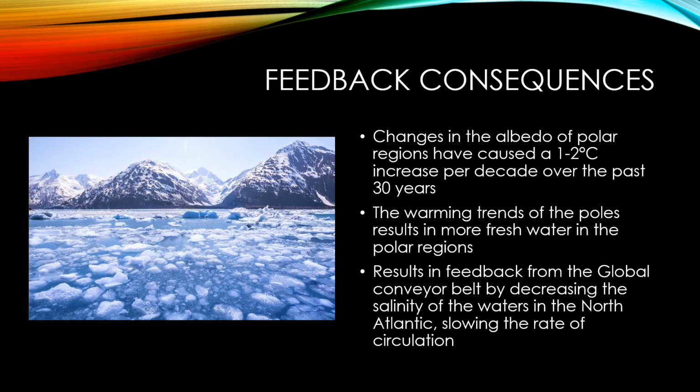Changes in the albedo of polar regions from snow or ice melts that reveal bare ground and increase the solar radiation absorbed have caused a 1 to 2 degree centigrade increase per decade over the past 30 years. The warming trends of the poles diminish the amount of freshwater captured in the Arctic sea ice and has added to the volume of freshwater from rivers that flow into the Arctic Ocean. These processes result in feedback from the global conveyor belt by decreasing the salinity and therefore density of the waters in the North Atlantic, slowing the rate of circulation and therefore nutrients.